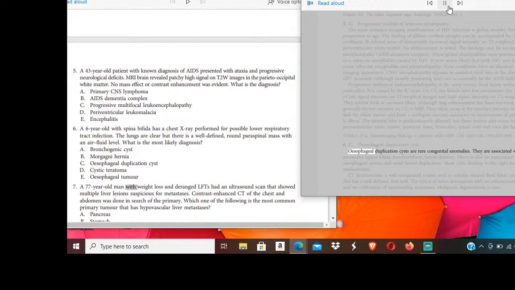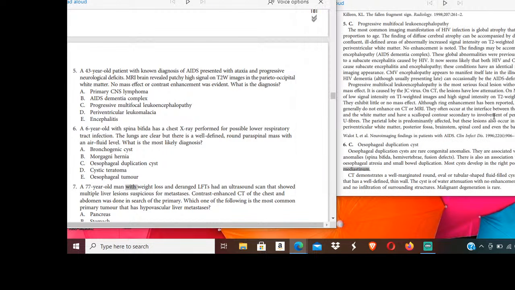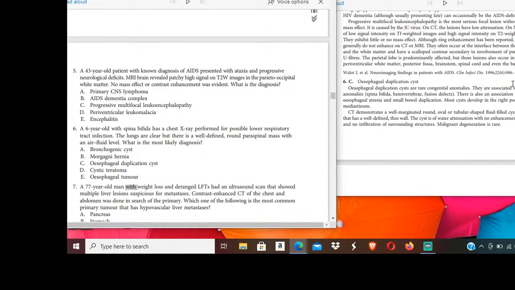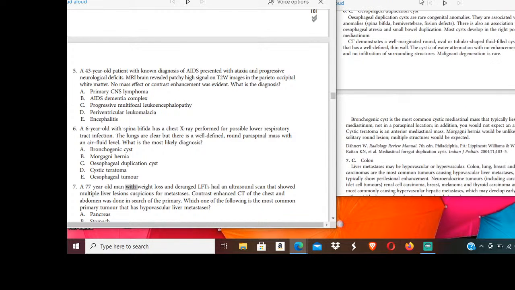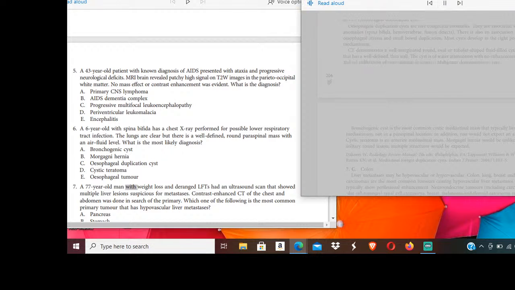6. Esophageal duplication cyst. Esophageal duplication cysts are rare congenital anomalies. They are associated with vertebral anomalies, spina bifida, hemivertebrae, fusion defects. There is also an association with esophageal atresia and small bowel duplication. Most cysts develop in the right posterior-inferior mediastinum. CT demonstrates a well-marginated round, oval or tubular-shaped fluid-filled cystic structure that has a well-defined, thin wall. The cyst is of water attenuation with no enhancement of contents, and no infiltration of surrounding structures. Malignant degeneration is rare.